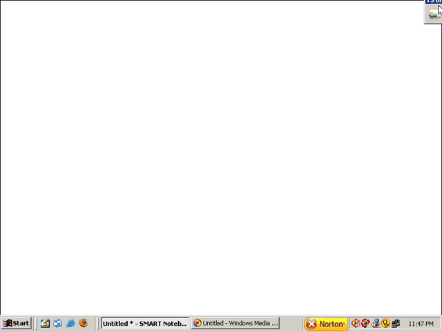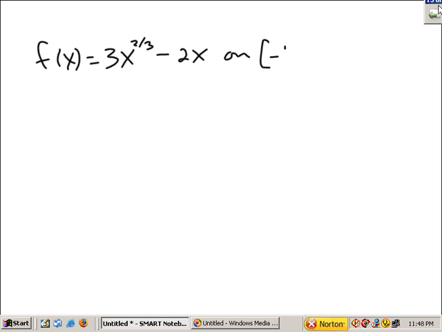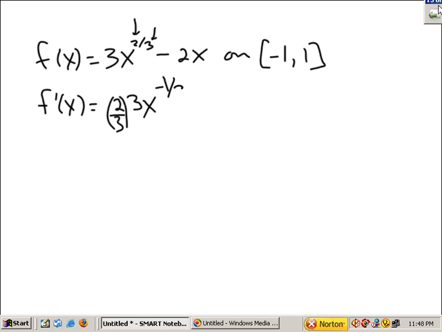And how about this one? Right out of the book I'm looking at. F of x is equal to 3x to the 2/3, I think this is minus 2x. And this is on the closed interval negative 1 to 1. So we find the derivative. F prime of x is equal to the 3 stays. You bring down the power, the 2/3. You make the new power 1 less. 2 minus 3 is negative 1. That's the numerator, over 3.